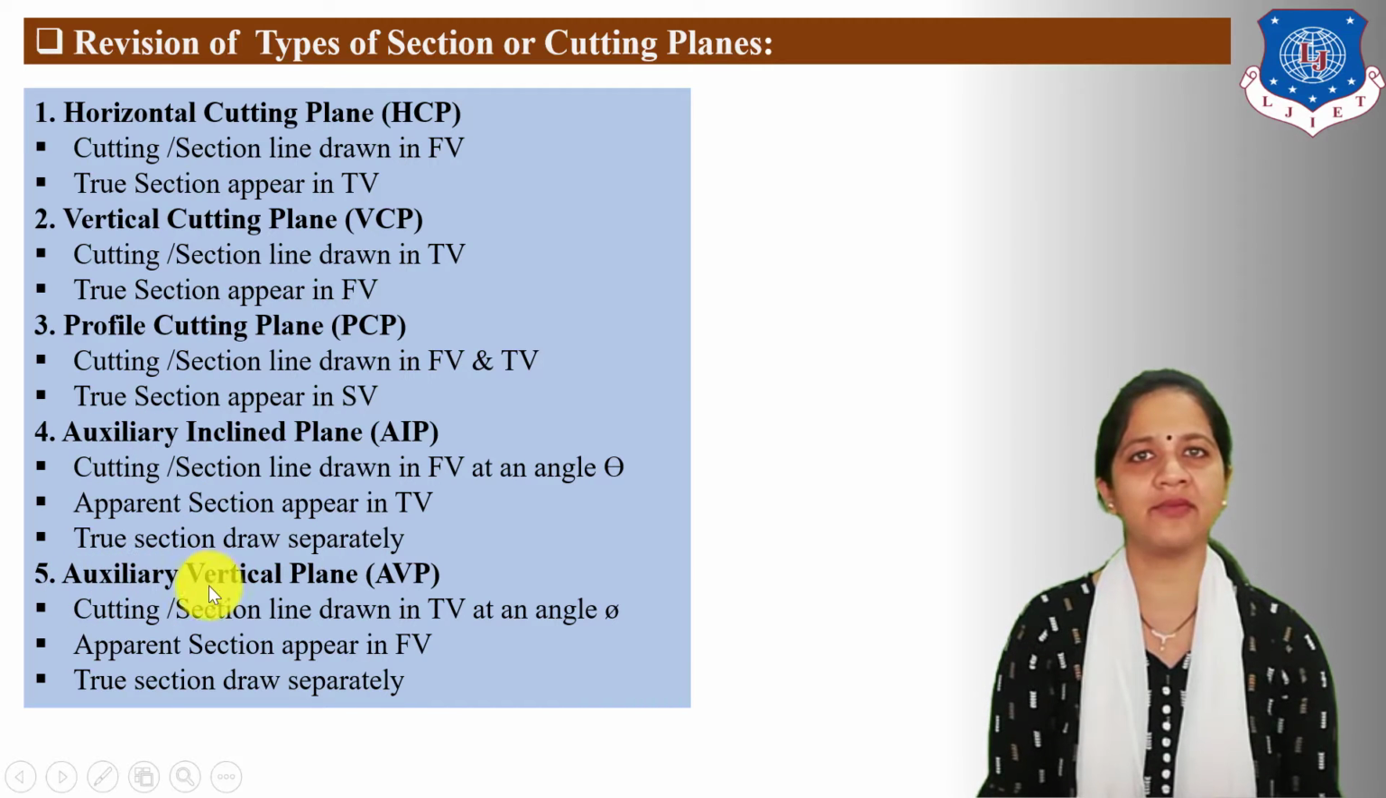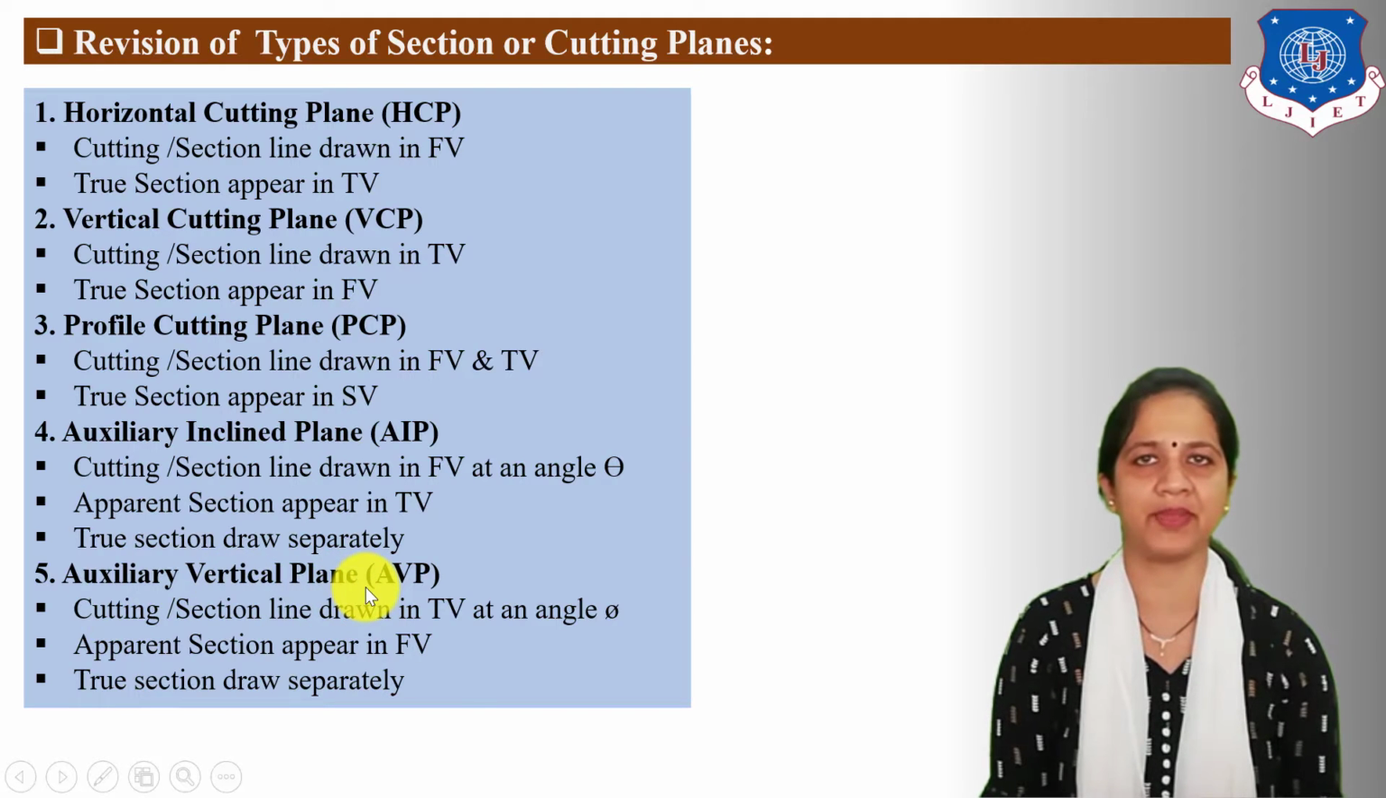Next, the auxiliary vertical plane AVP. When any solid is cut by an AVP cutting plane, then the cutting or section line is drawn in the top view at an angle phi, the apparent section appears in the front view, and the true shape of the section is drawn separately because the cutting line is inclined, and the inclination is given with VP.